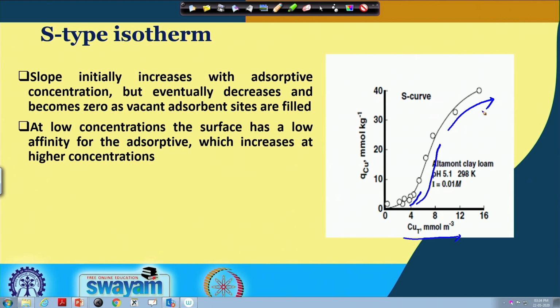At low concentration the surface has a low affinity for the adsorptive, which increases at higher concentration. In other words, at low concentration, for example in this area, the surface has a low affinity for the adsorptive or the species, which increases with the higher concentration. As we go through, you can see the steep slope here, so the concentration is getting high. This is called the S type isotherm.